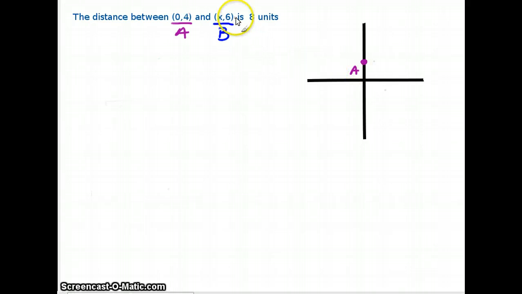But I definitely know that because B has a y value of 6, it has to be above the A value. So I'm going to put a point over here, and I'm going to call that B. And then I'm also going to take another color, and we'll make it pink, and put that over here as a way of saying that B could be either one of these. Well, if I look at this as a right triangle problem, then I know that there could be a right triangle that looks something like this right here.